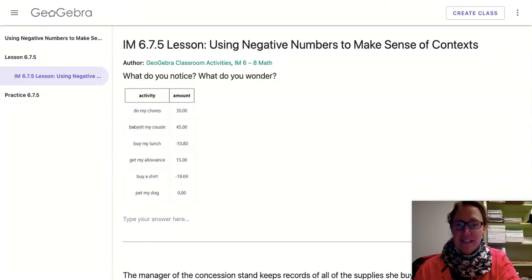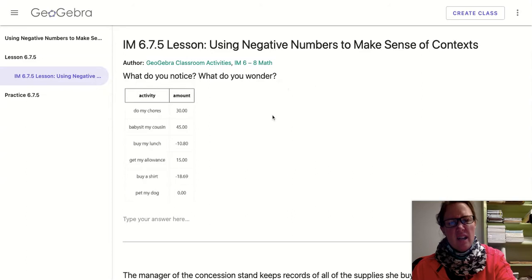Good morning. So let's talk about using negative numbers to make sense in context. To make sense in context means just make sense in situations. So if we have this first deal, what do you notice? What do you wonder? And it says activity and amount.